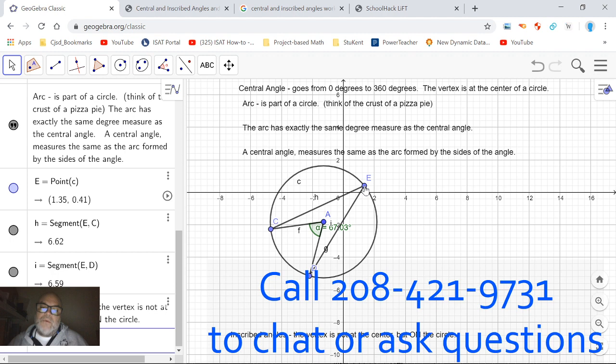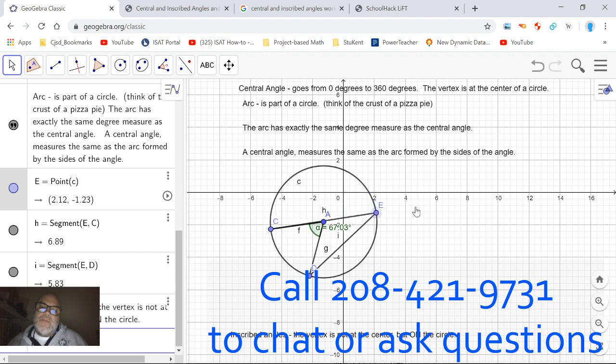So the vertex here, point E, is on the circle. Now I've created this so that as I move it around, you can see that I can move that circle around any way I want.